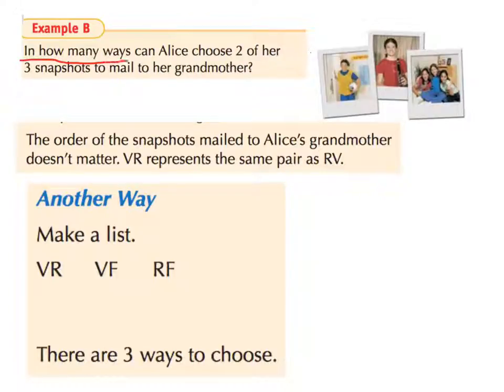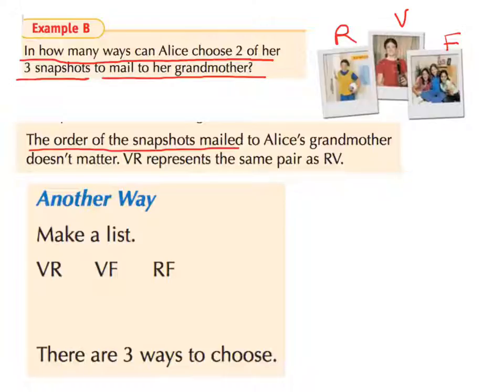In how many ways can Alice choose 2 of her 3 snapshots to mail to her grandmother? Victory, recreation, and family. The order of the snapshots mailed to Alice's grandmother does not matter. So VR represents the same pair as RV.